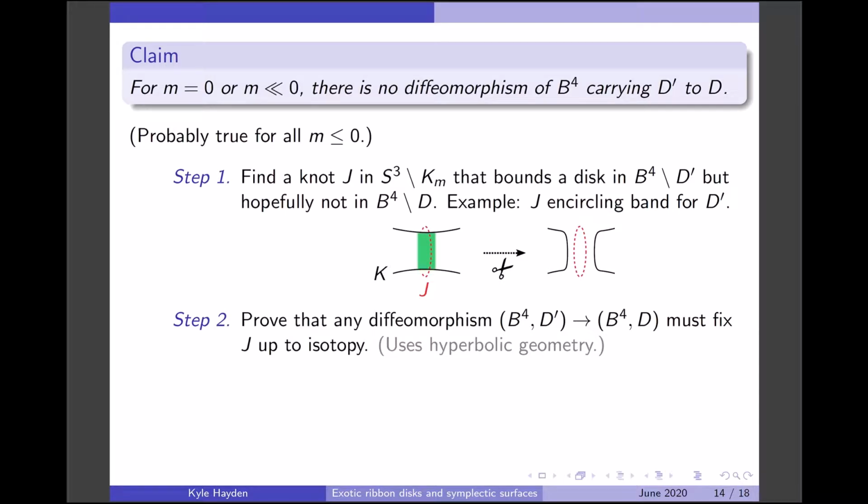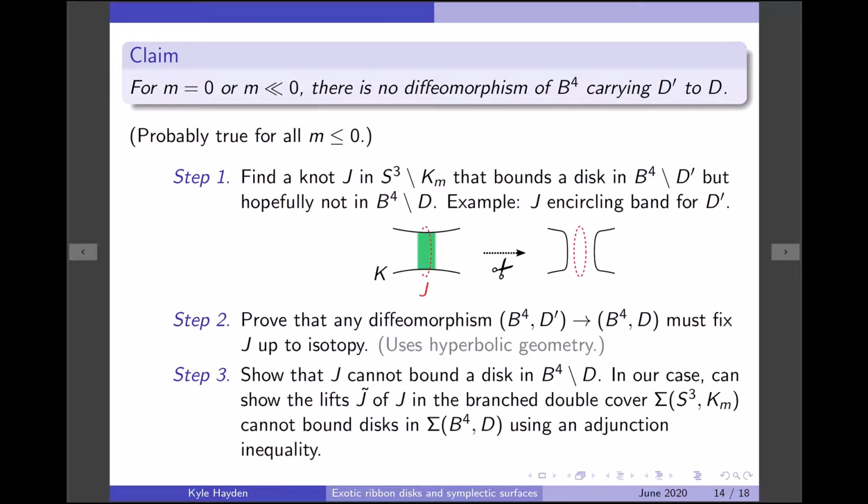And so now that we've got this candidate that we can control, our third step is to show that J cannot bound a disk in the complement of D. In our particular case, the strategy is to look at the lifts of J into the double-branched cover of S3 over the knot Km. Now, why do we want to study those lifts? Well, the point is that if J bounded a disk in the complement of D, then when we take the branched double cover of the 4-ball over our disk D, the disk bounded by the curve J would lift to disks bounded by the lifts J tilde.